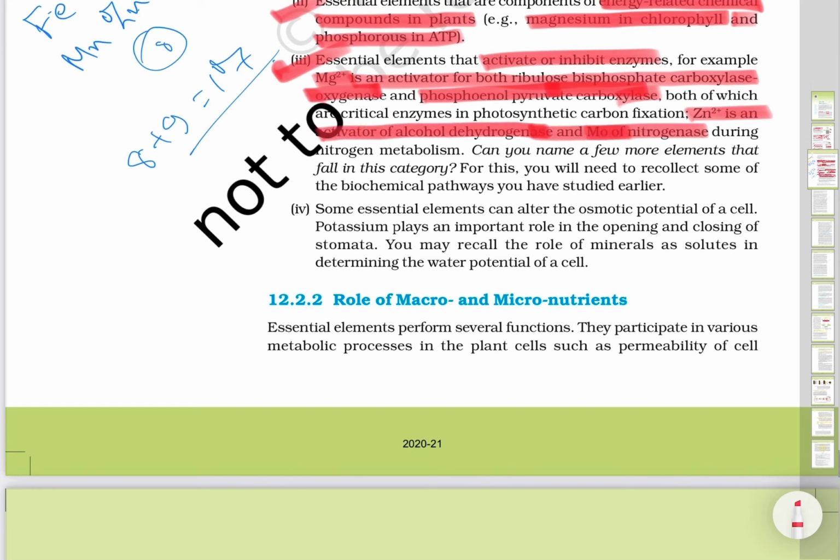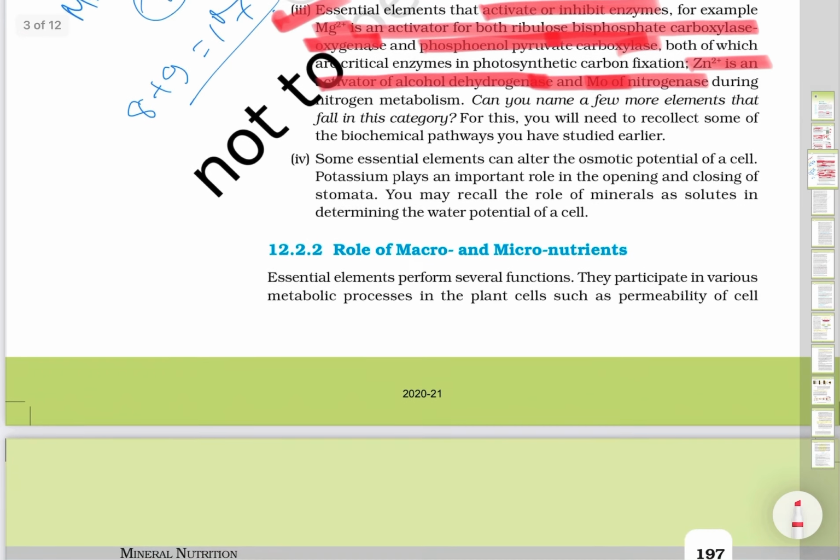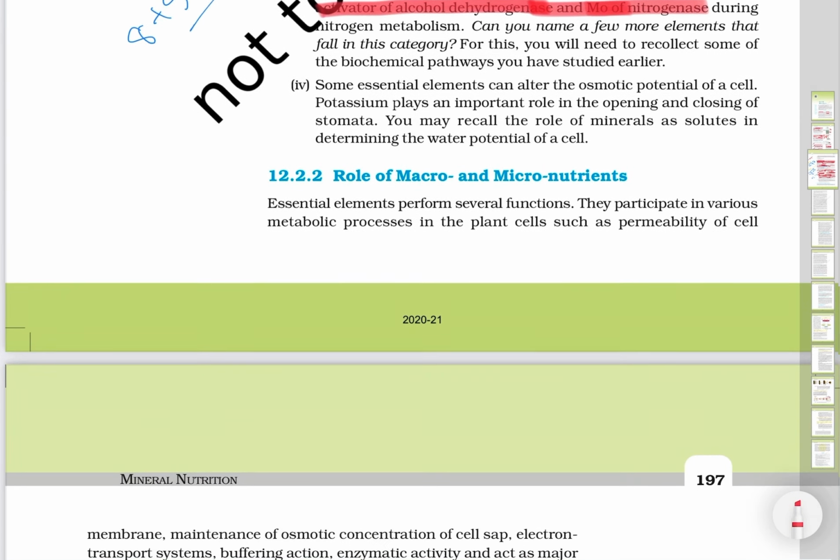So during nitrogen metabolism, can you name a few more elements that fall in this category? For this, you will need to recollect some of the biochemical pathways you have studied earlier. Now, some essential elements can alter the osmotic potential of a cell. Potassium plays an important role in opening and closing stomata by altering the osmotic potential of guard cells. So you may recall the role of minerals as solutes in retaining water in the cell.